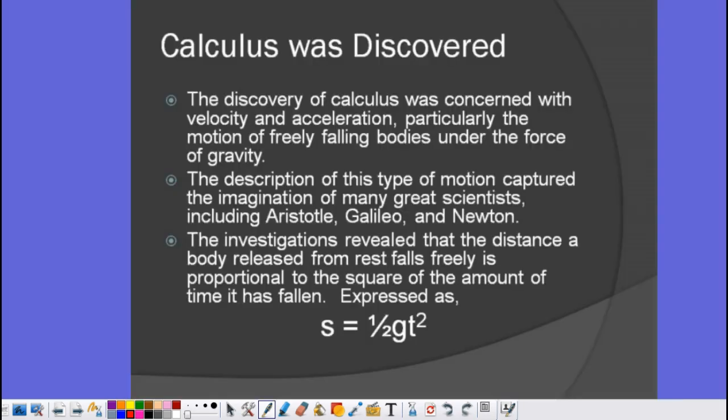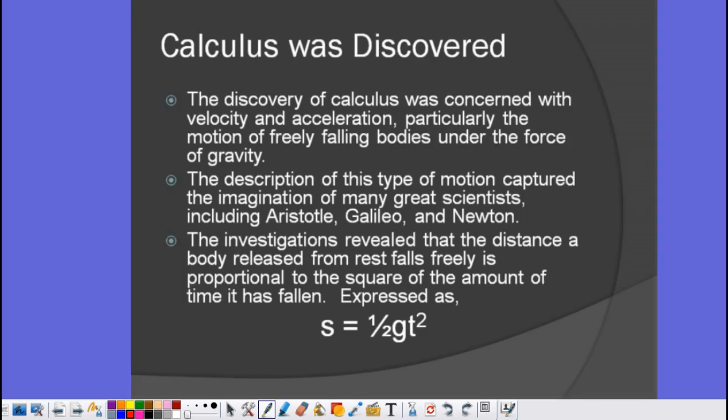Calculus itself was first discovered centuries ago, pretty much. The discovery of calculus was concerned initially with velocity and acceleration, particularly with Newton and free-falling objects under that force of gravity. The description of this type of motion has captured the imagination of many scientists, including Aristotle, Galileo, and Newton. The investigations revealed that the distance a body released from rest falls freely is proportional to the square amount of time it has fallen.